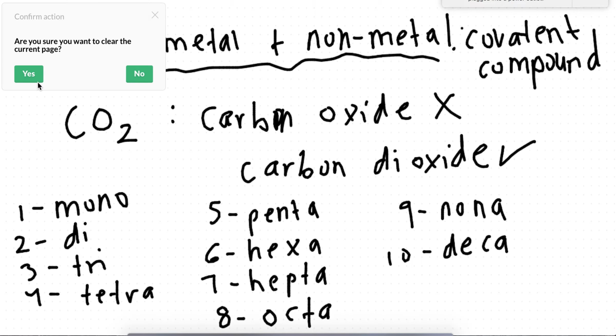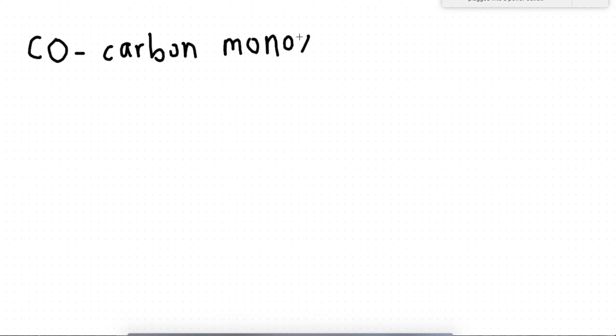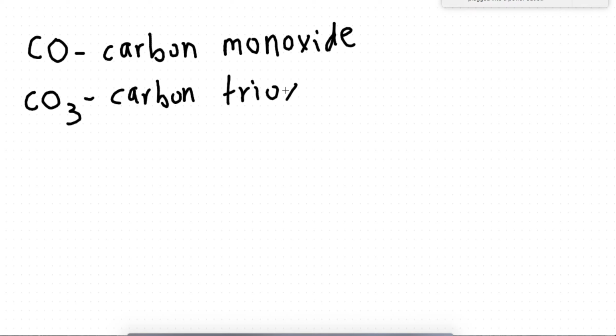So, the first one I'm going to give you is CO. So, we ask ourselves, is this an ionic or covalent compound? Carbon and oxygen, both are non-metals. So, the name will be carbon monoxide. Mono plus oxide, monoxide. Carbon CO2 we know is carbon dioxide. Let's do CO3, carbon trioxide, trioxide.